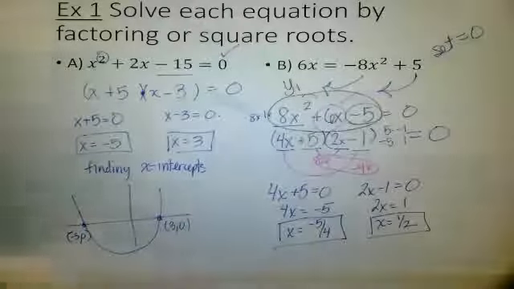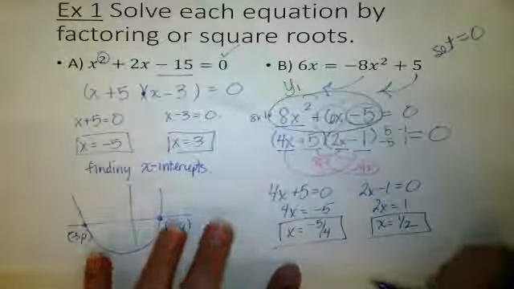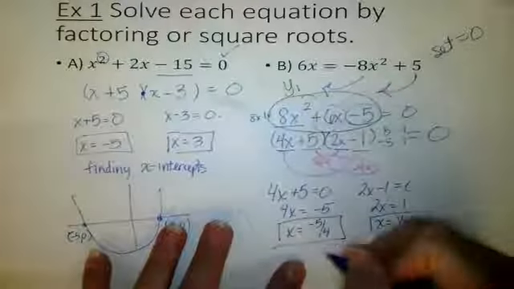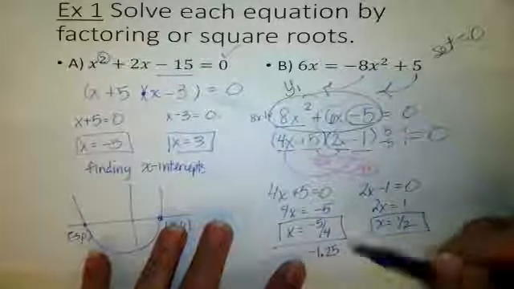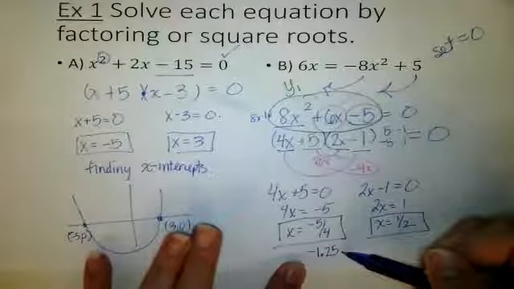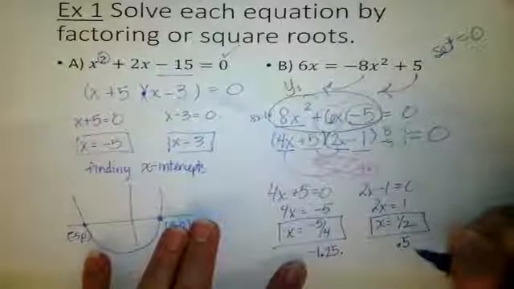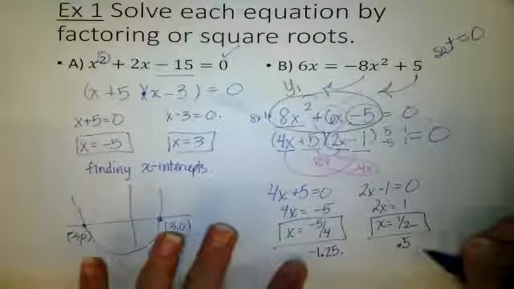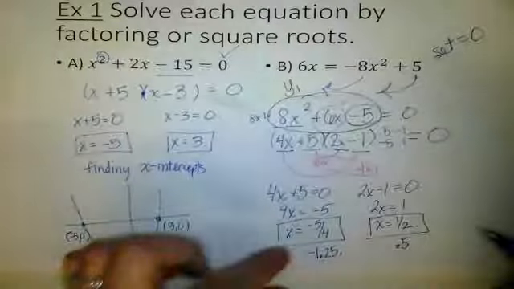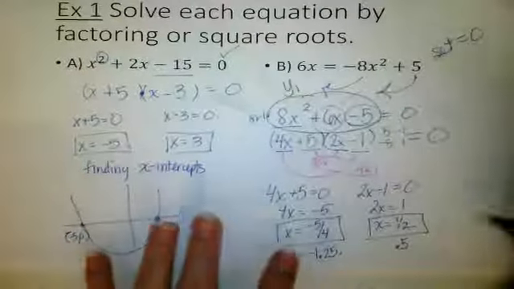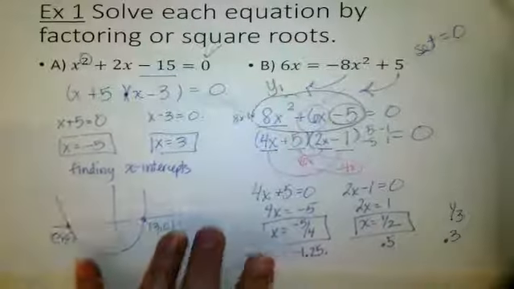So no, I prefer fractions, but that's just me. Mathematically speaking, the correct answer to that question as a decimal is negative 1.25. This decimal is a terminating decimal. This decimal is 0.5. It is a terminating decimal. Therefore, these are equivalent. Either one is appropriate.